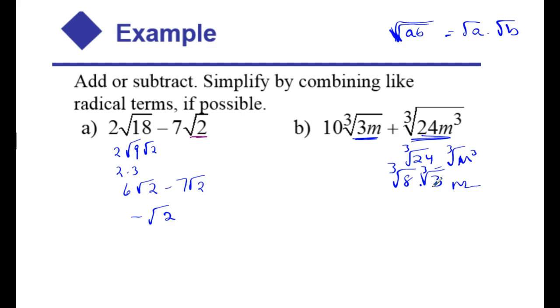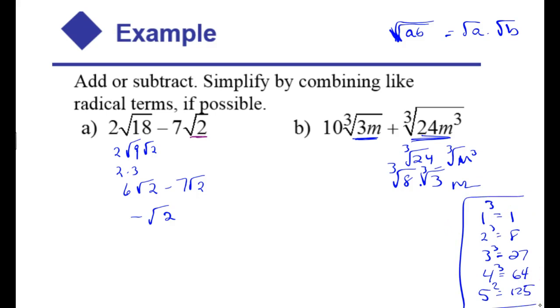So just like we have perfect squares memorized, I would start perfect cubes. So 1 is a perfect cube, but it's not very useful. 2 cubed is 8, 3 cubed is 27, and 4 cubed is 64, and 5 cubed is 125. So I would at least memorize perfect cubes up to 125.